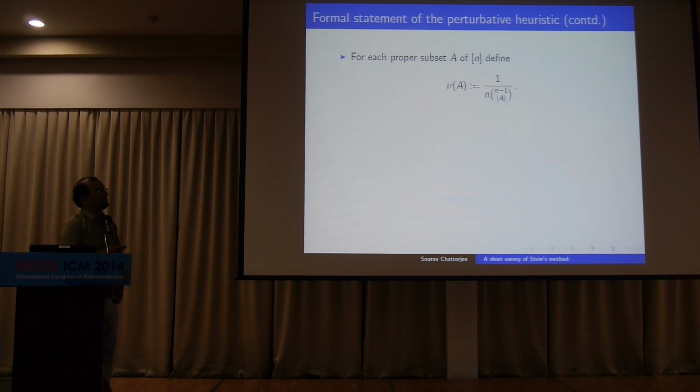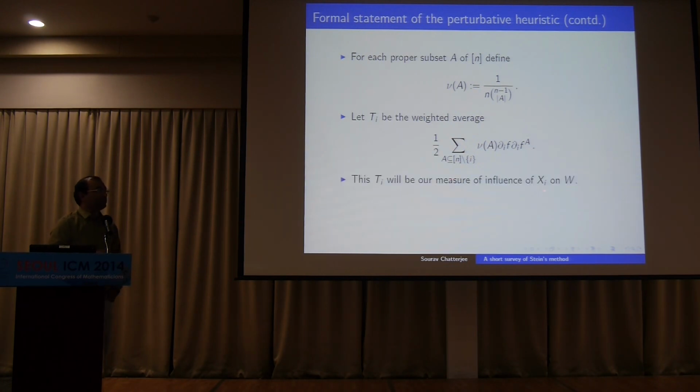Okay, and then you define some number, nu of A, so you attach a weight to each subset A of 1 to n. And let Ti be this weighted average: the sum of nu A times del i f times del i f^A. So it's a weighted average of, sort of, squares of influences. You can check that the weights are non-negative and sum to 1. And this Ti will be our measure of influence of Xi on W. It's not exactly del i of W, it's a somewhat changed version of that, but it's basically that.